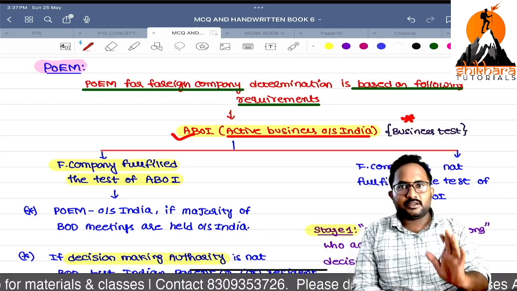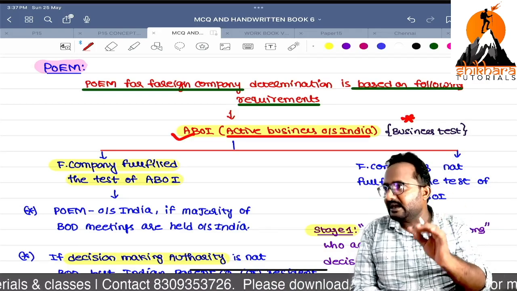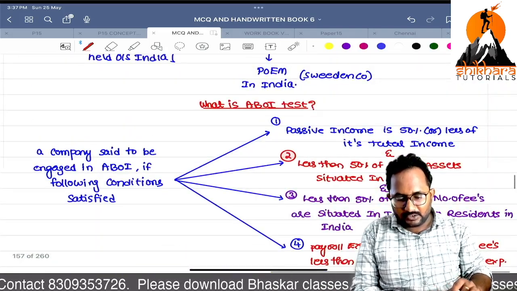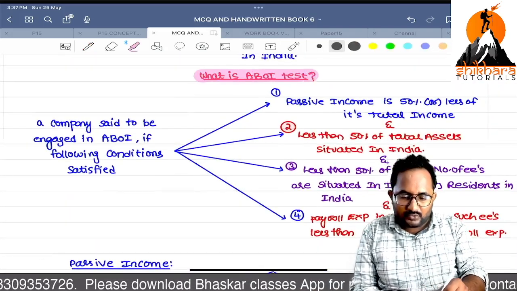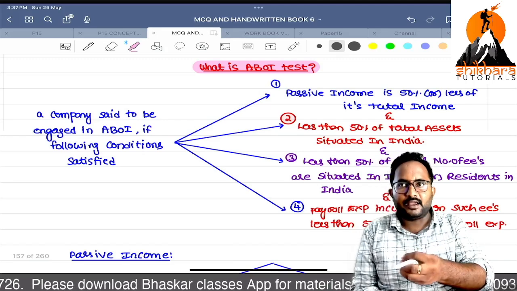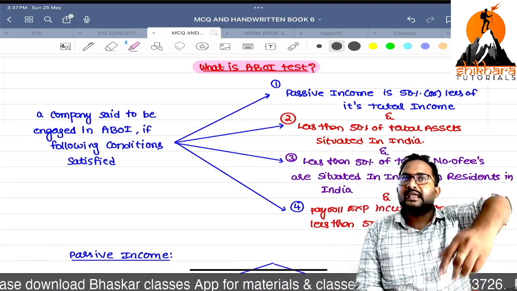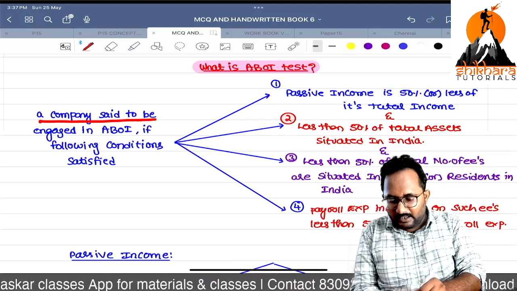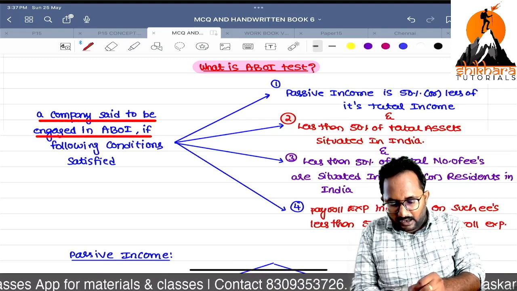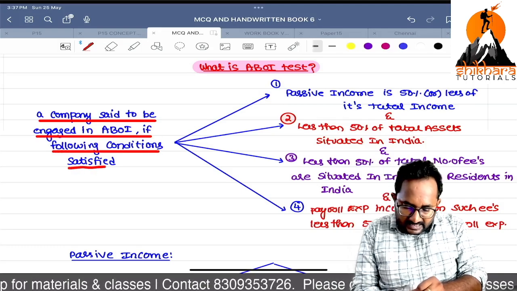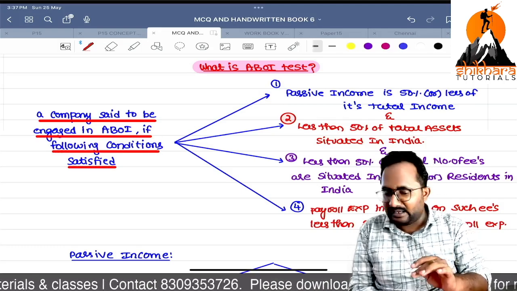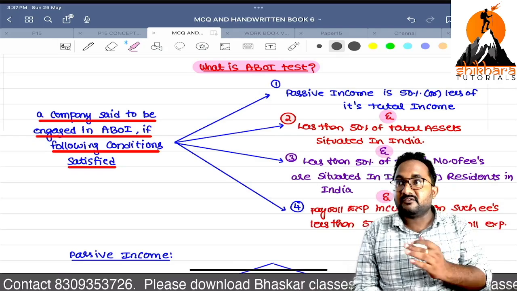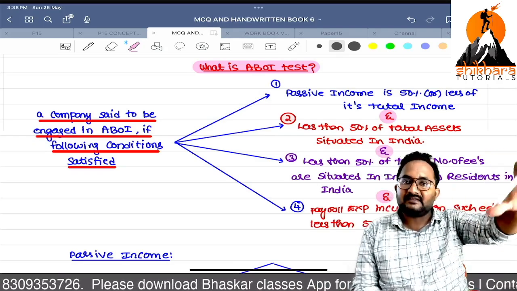If you want to know about the POEM, first you have to test one thing. What is that? The ABOI test, the active business outside India test. First I will tell you what active business outside India is. In the name itself, we can identify that the company has its business actively outside India. A company is said to be engaged in active business outside India if the following conditions are satisfied. How many conditions? Four. If the four conditions are cumulatively satisfied, then we can say the company has active business outside India.